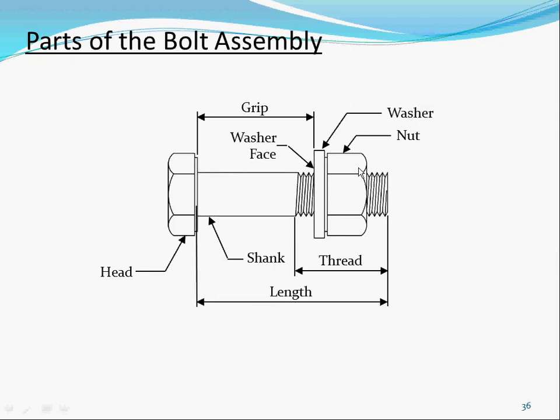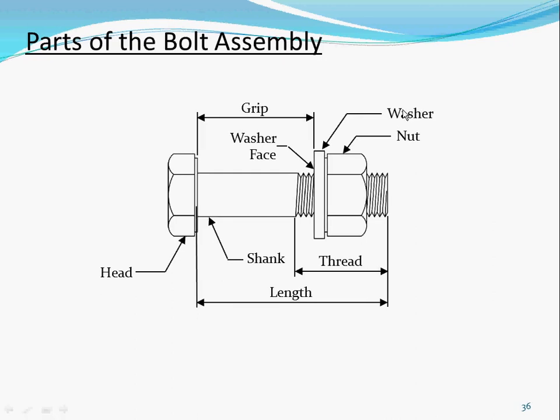So when you put the nut on, the grip is wherever the two plates come together. How much spacing there is between your washer face and the bottom of the nut, or the bottom of the head, is your grip. When the two plates are together, you're gripping them together. They call that the grip. There's a washer here, and then a nut.